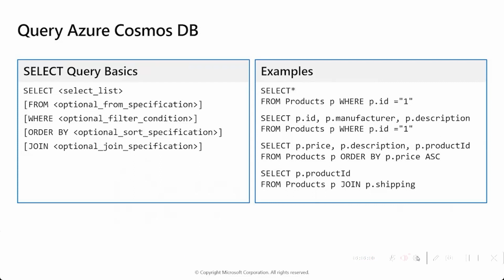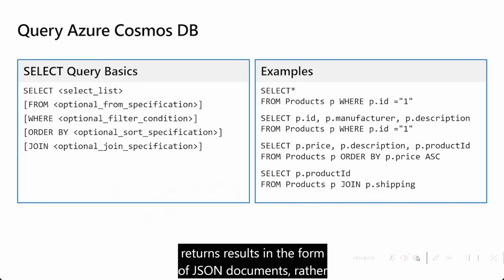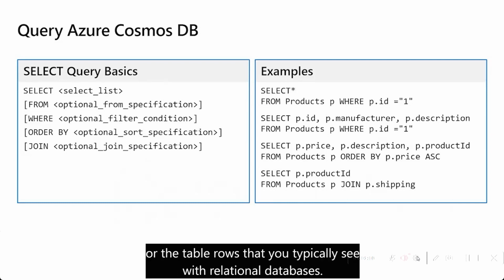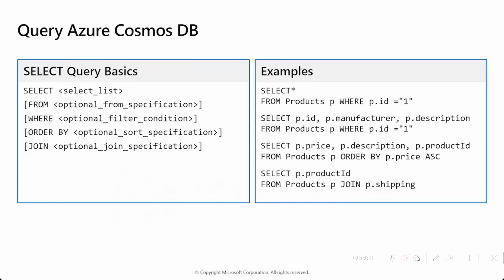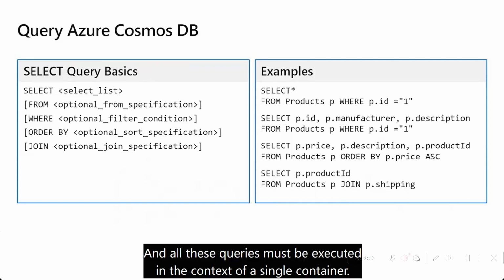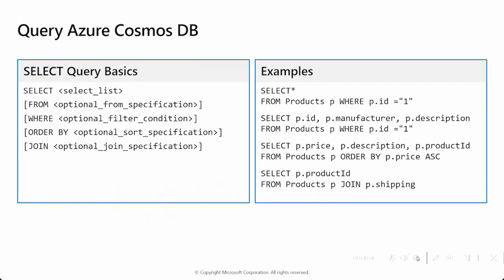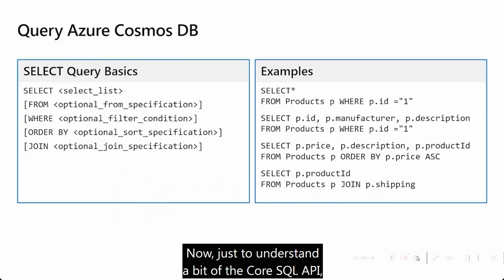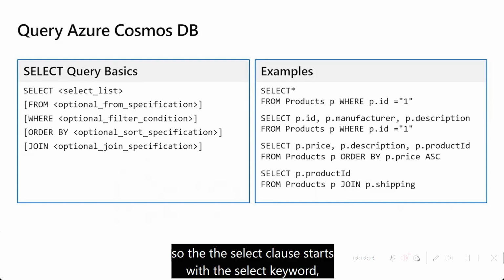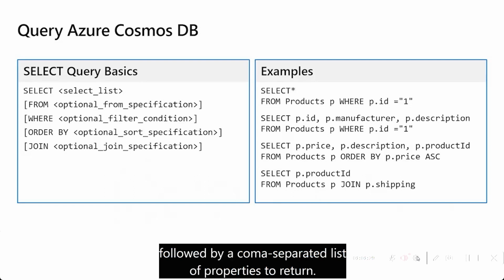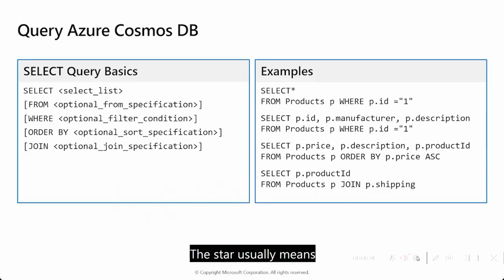And the SQL API actually returns results in the form of JSON documents rather than the table rows that you typically see with relational databases. And all these queries must be executed in the context of a single container. Now, just to understand a bit of the core SQL API, we have a select clause. So the select clause starts with the select keyword, followed by a comma-separated list of properties to return. The star usually means all the properties in the document.